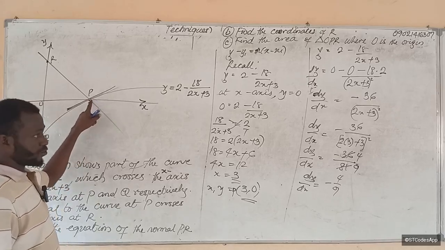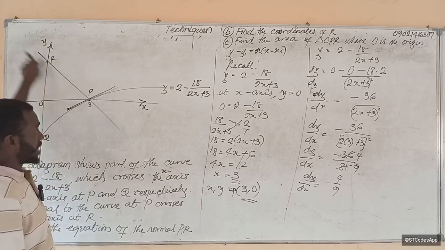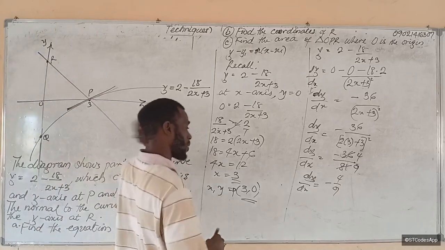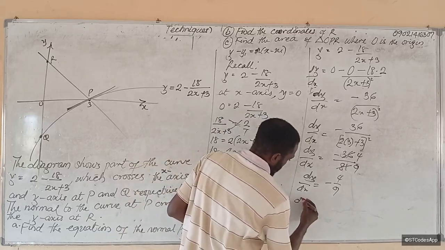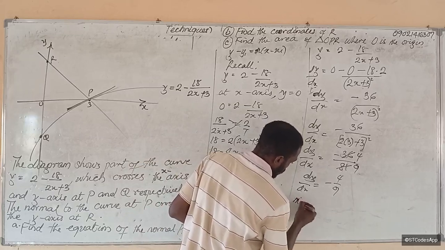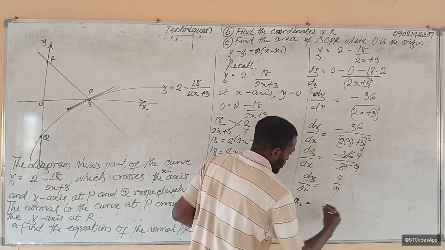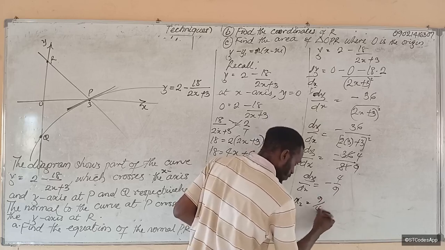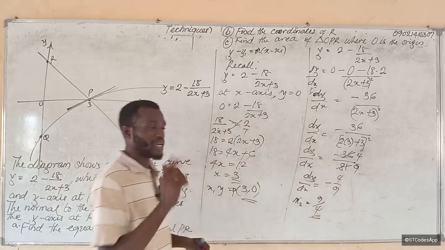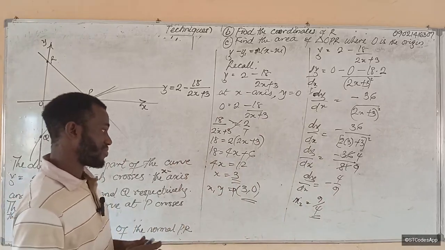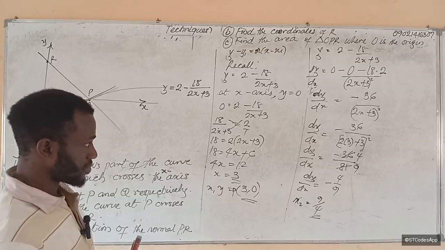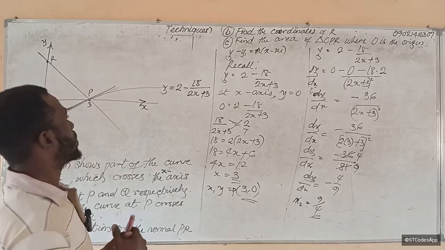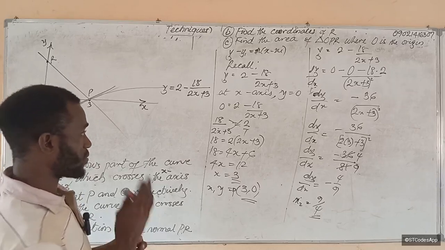And you know that to find the gradient of our line, the line which is perpendicular to the tangent, the gradient m2 will be equal to the negative inverse of this. That will be 9 over 4. I hope I didn't confuse you. So we have found this.